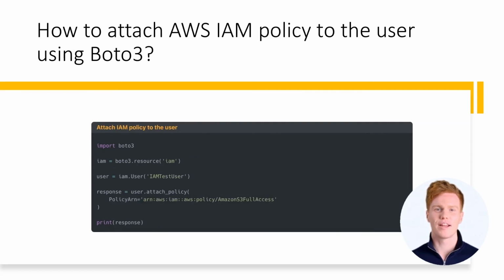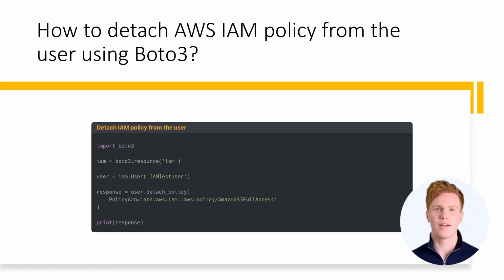To attach the IAM policy to the user, you need to use the attach policy method of the user class of the IAM resource. To detach the IAM policy from the user, you need to use the detach policy method of the user class of the IAM resource.